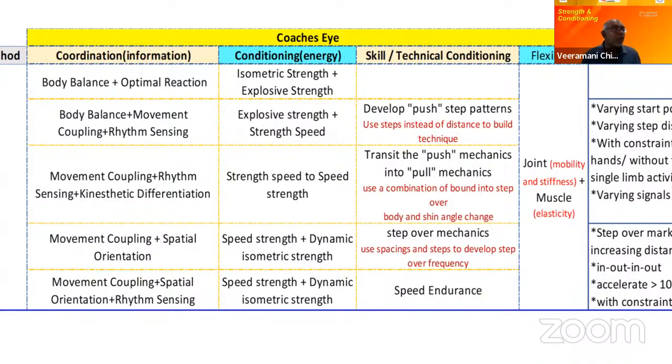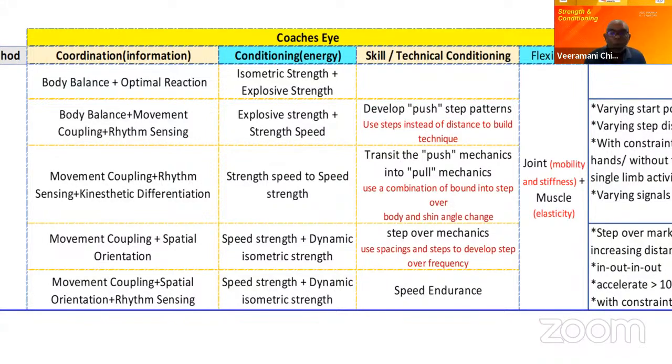Again, the use of a combination of bounce into steps over, and how the shin angle looks, helps us to understand whether the body is able to transit from push mechanics into pull mechanics. Okay, so these are some of the things you can use to help us formulate the different skill technical conditioning elements.